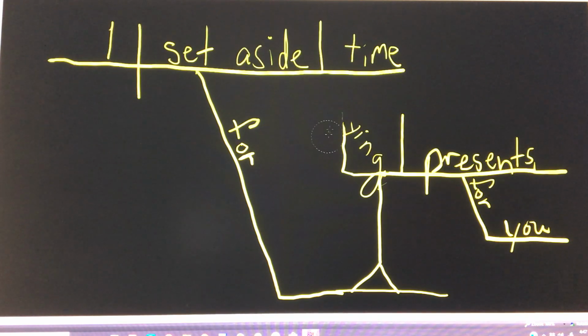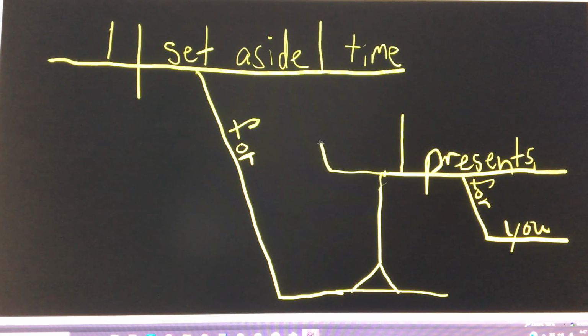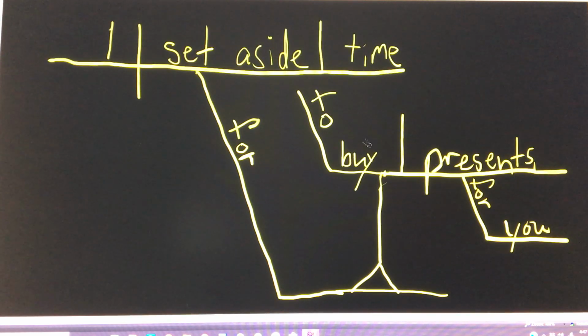And since I substituted out the infinitive phrase for buy, to buy, namely, let's see what happens when I do that here. So once again, like that. Notice in all these transformations, presents continues to be the direct object of the verbal. Doesn't make any difference whether it's a participle or a gerund or an infinitive, we'd still do those same tests. So now we have, I set aside time for to buy presents for you.